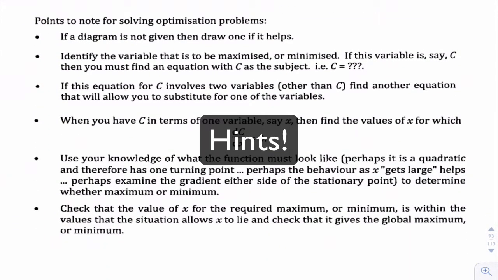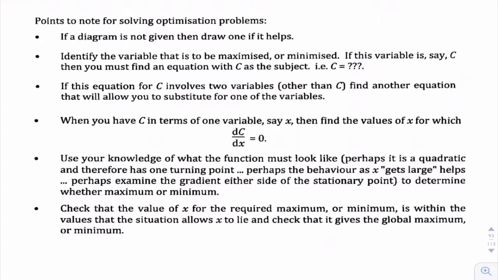Here's some hints on doing these problems. Always draw a diagram. It's really helpful to get a diagram going to see what's going on. Identify the variable that's to be maximized or minimized. So on the one that we just did, it was the area. If the equation has 2 variables, we need to look at another equation that helps us to substitute. Like in the one that we just had, we had 2x plus 2y equals 20.